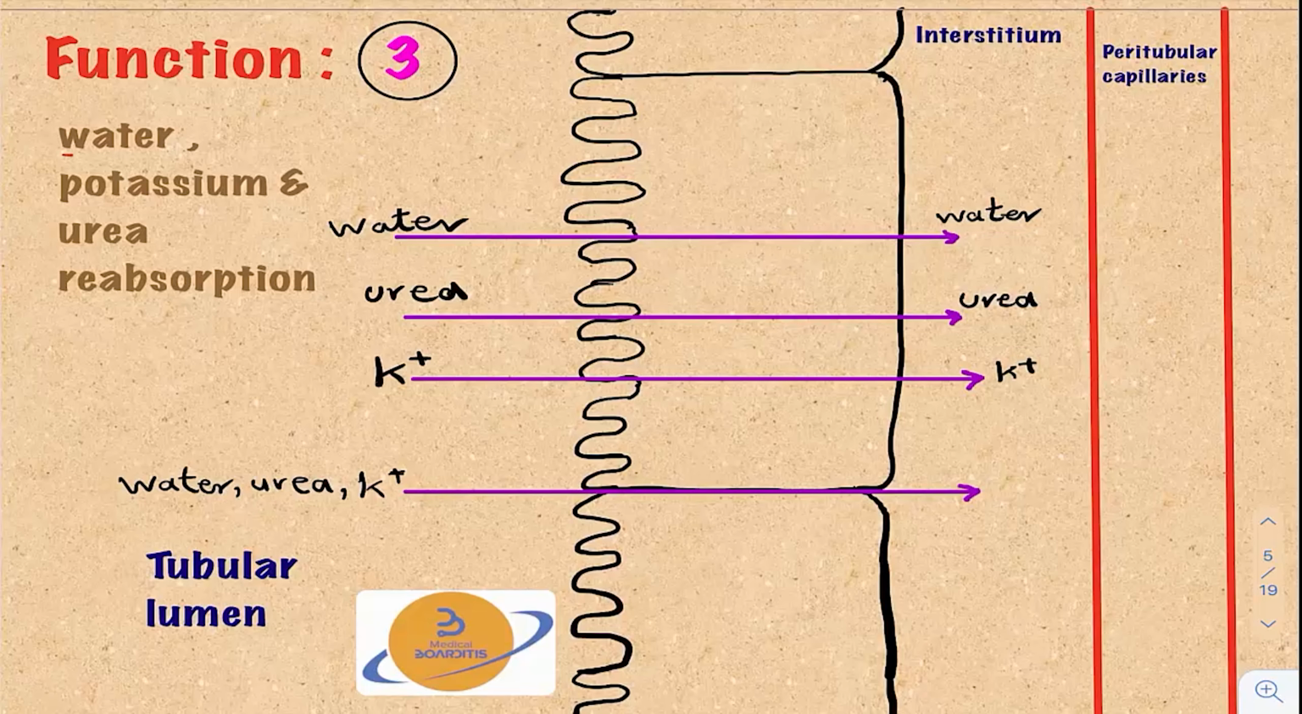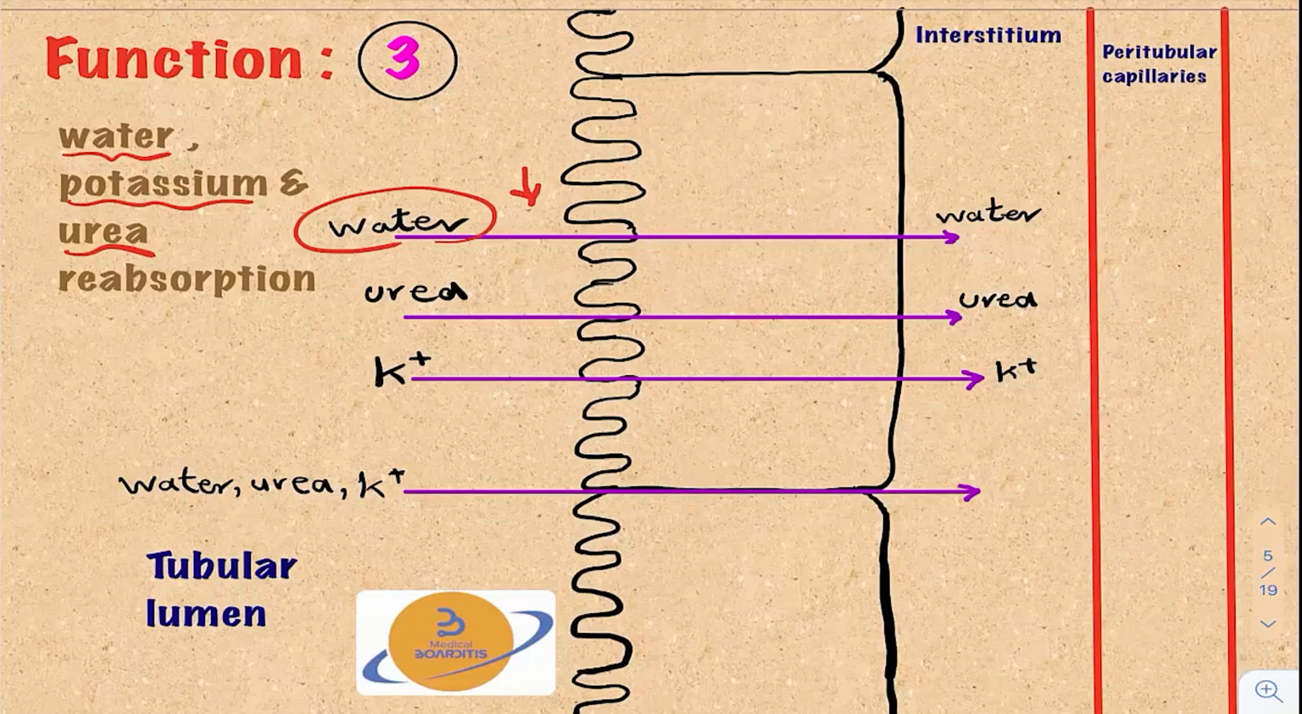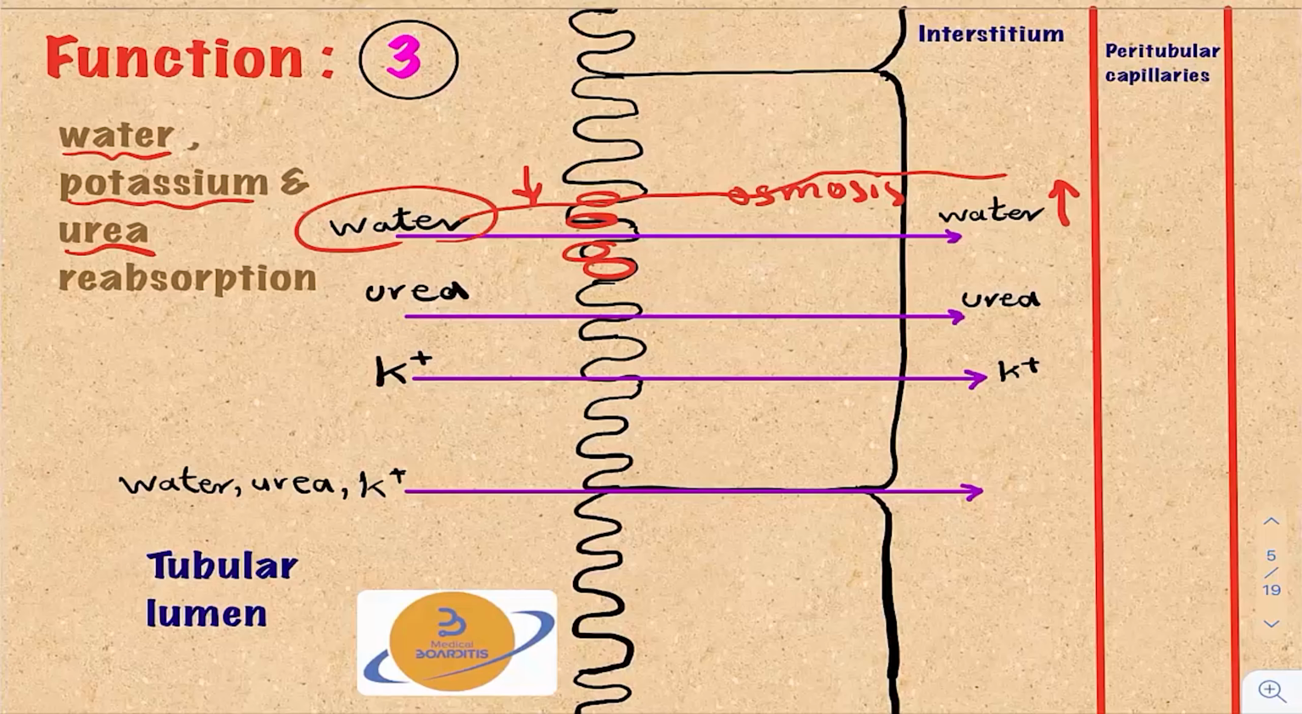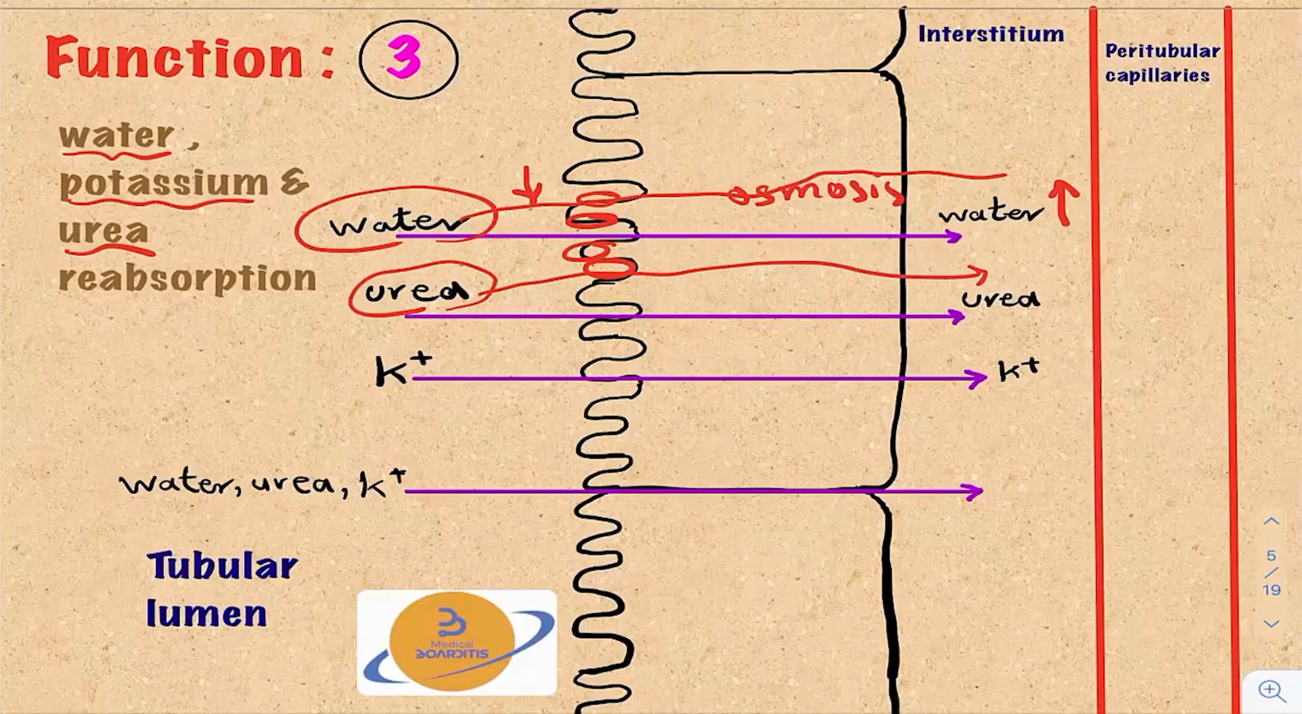The third function is the reabsorption of water, potassium, and urea. Water moves from areas of low osmolarity to high osmolarity through the process of osmosis. It uses aquaporin channels on the apical surface of the brush border cells to move into the interstitium. Urea moves along its concentration gradient from the tubular lumen into the interstitium, and it uses the same aquaporin channels.